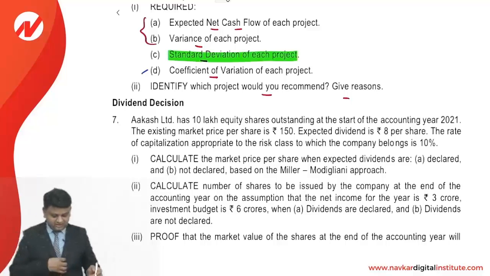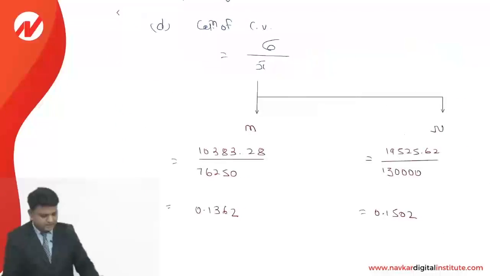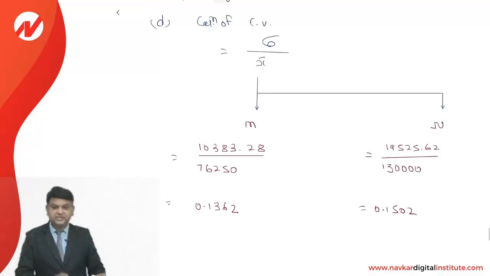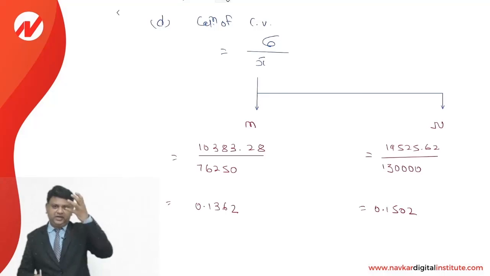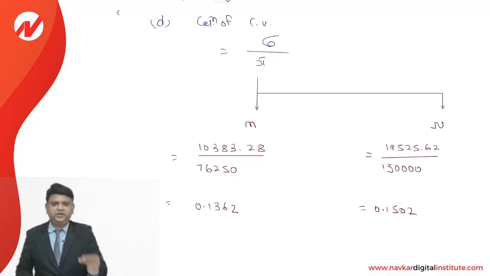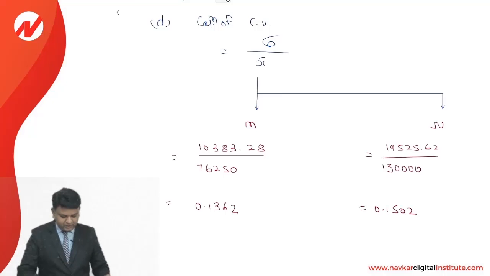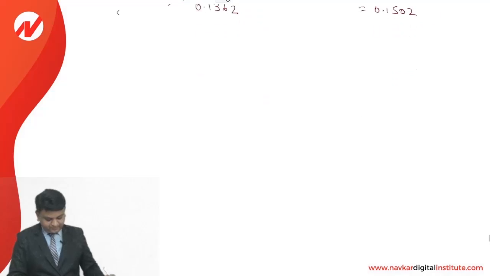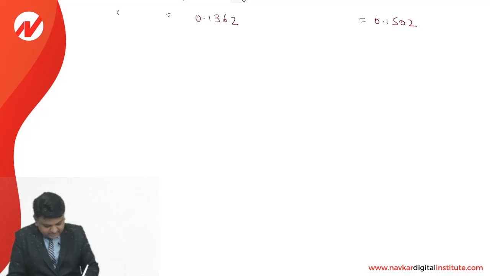Second part of the question: identify which project would you recommend and give a reason. Dear students, over here the answer of the question is very simple. The CV is indicating the risk taken for every 1 unit of return, and of course as a company I would like to take less risk so far as possible for every 1 unit of return. So the company would be advised to accept the project M. So answer for the second part of the question, write down.